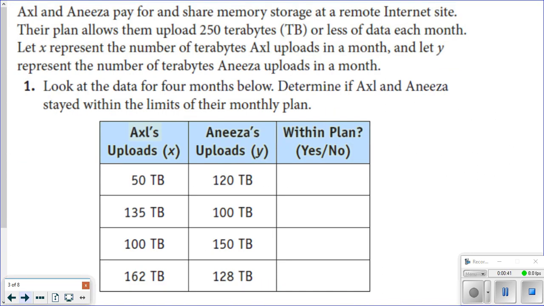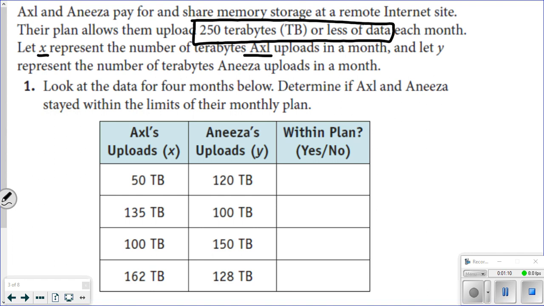So we have a real-life example here. Axel and Anisa pay for and share memory storage at a remote internet site. Their plan allows them to upload 250 terabytes or less of data each month. Let X represent the number of terabytes that Axel uploads in a month. So that'll be easy to remember because there's an X in Axel. And let Y represent the number of terabytes Anisa uploads in a month.